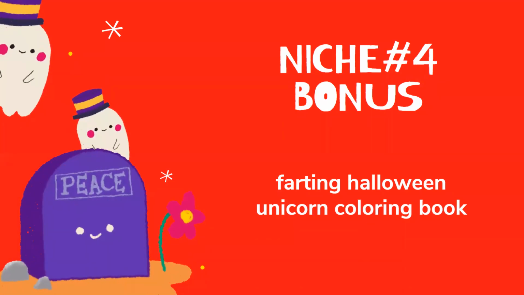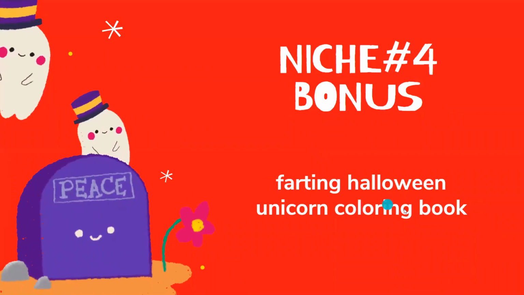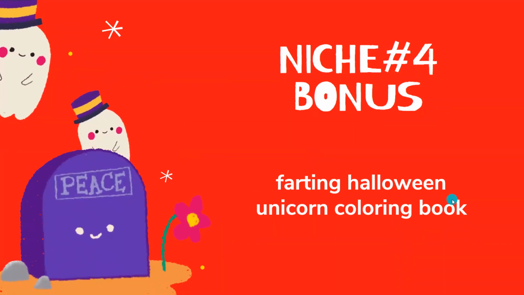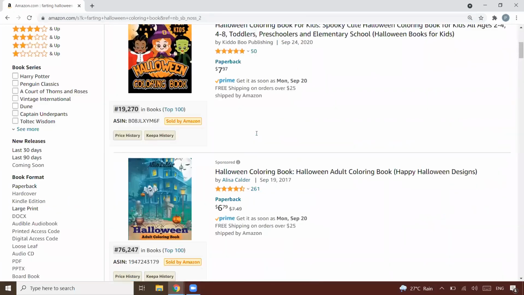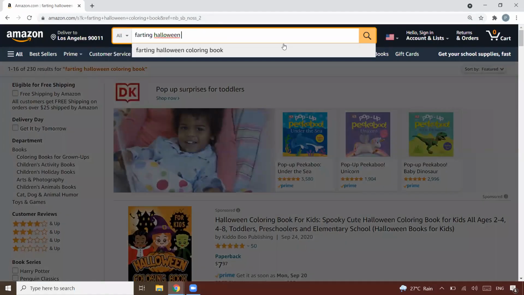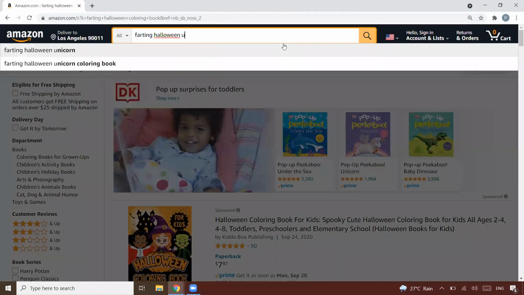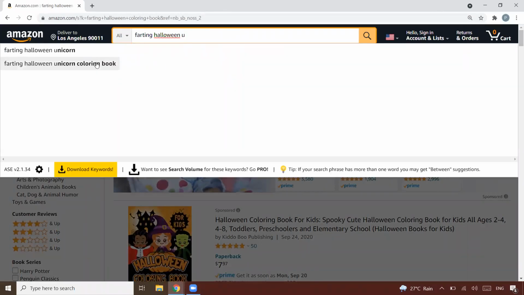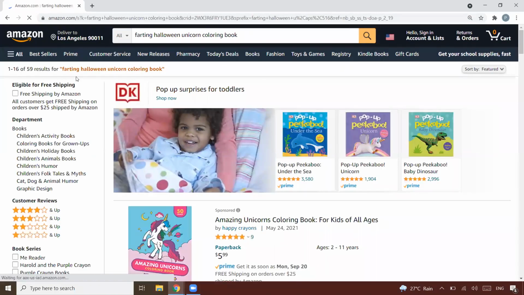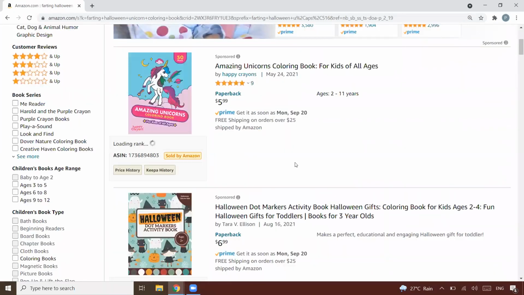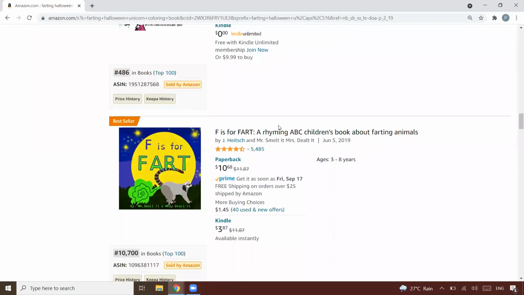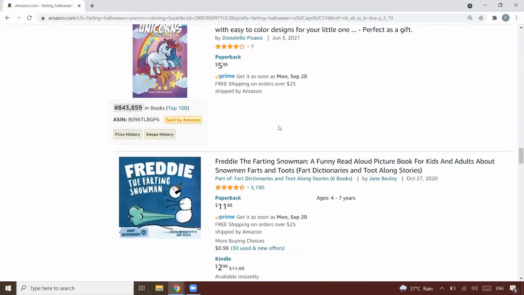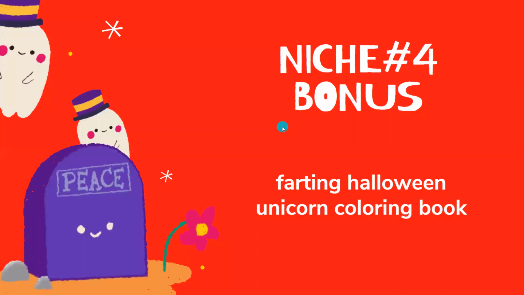Then niche number 4 bonus is something about the farting Halloween coloring book itself, but the twist is we have added unicorn to it. Okay, so let's go here and search for this. Let's say we are getting unicorn in the suggestion. So here it is, we have got unicorn coloring book, and the number of results is just 59. So it is a very low competition book. And you can see that there are a few books which have got some sales, low in BSR. So certainly a good one to try out.